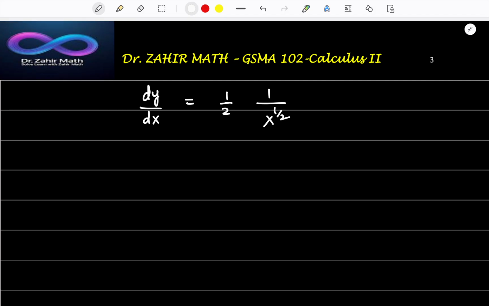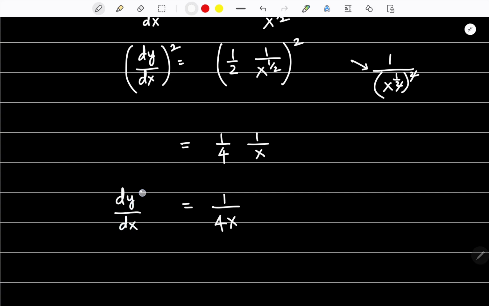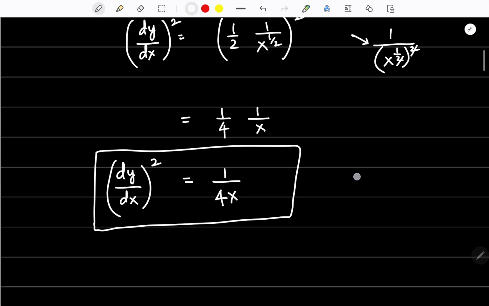Right. So now we want (dy/dx) squared, which is equal to (1/2 times 1/x^(1/2)) squared. So this is equal to 1/4, and this is 1 divided by x to the power of 1/2 to the power 2. The 2 cancels, right? So you will get 1/x, which is nothing but 1/(4x), which is (dy/dx) squared. So we are ready with (dy/dx) squared, right?